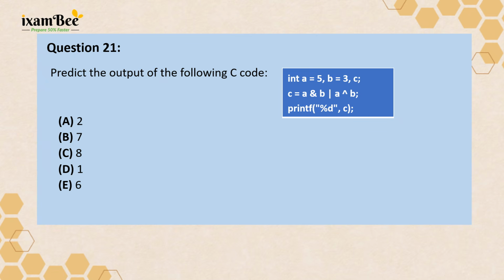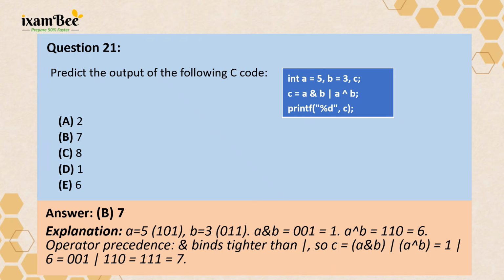Now in this question, you have to predict the output of the following C code. You have three integer variables where A is initialized to 5 and B is initialized to 3. C is calculated as A & B | A ^ B. You have to print the value of C. So you have to predict what would be the output.